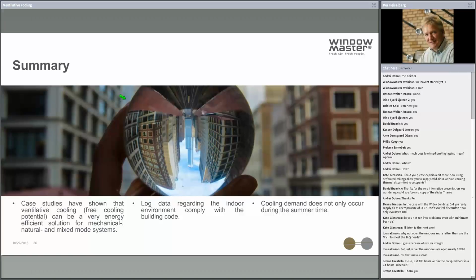We have some log data regarding the indoor environments, which we can see comply with the building codes. And we can also see, as Per also mentioned, that the cooling demand occurs not only during the summertime, but can also occur during the shoulder season, and to some extent also during the wintertime.